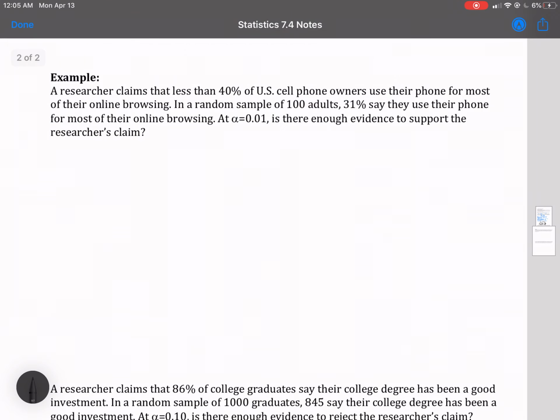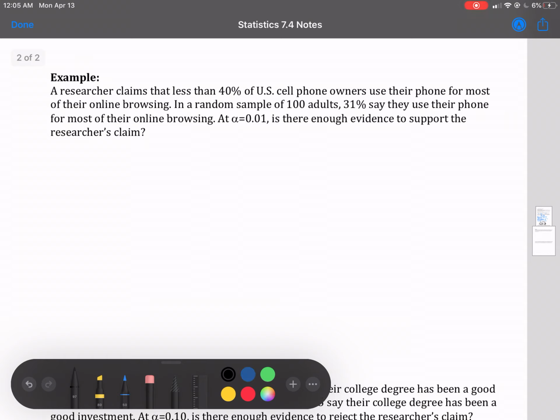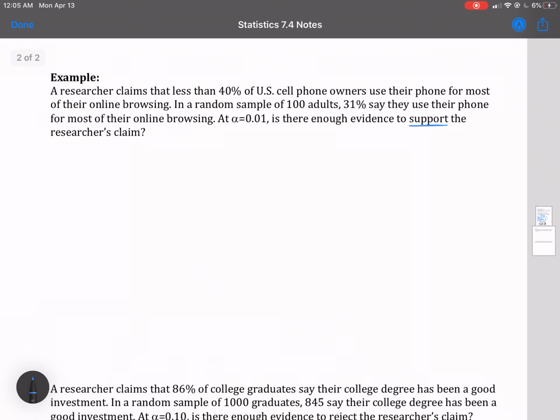So if we look at our first example, a researcher claims that less than 40% of United States cell phone owners use their phone for most of their online browsing. In a random sample of 100 adults, 31% say they use their phone for most of their online browsing. At alpha equals 0.01, is there enough evidence to support the researcher's claim? Because this says support, we automatically know that our claim should be in our alternative hypothesis.